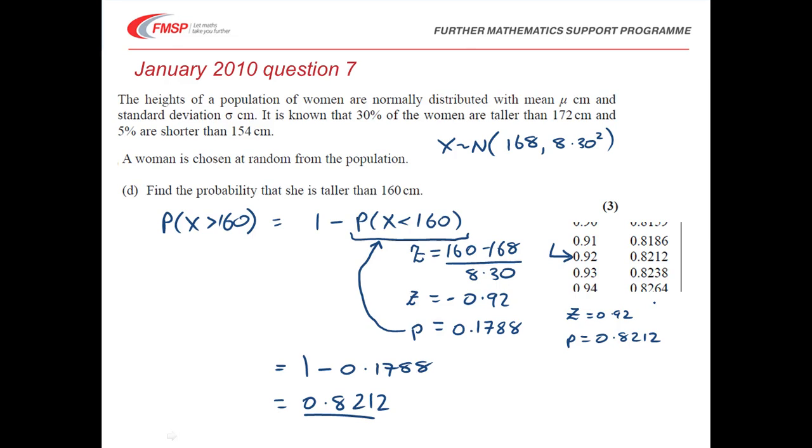So this is a 3-mark question. Again, you get 1 method mark for doing a standardization. You get 1 mark for getting the correct z value, and then you get an accuracy mark for actually getting the correct value at the end.